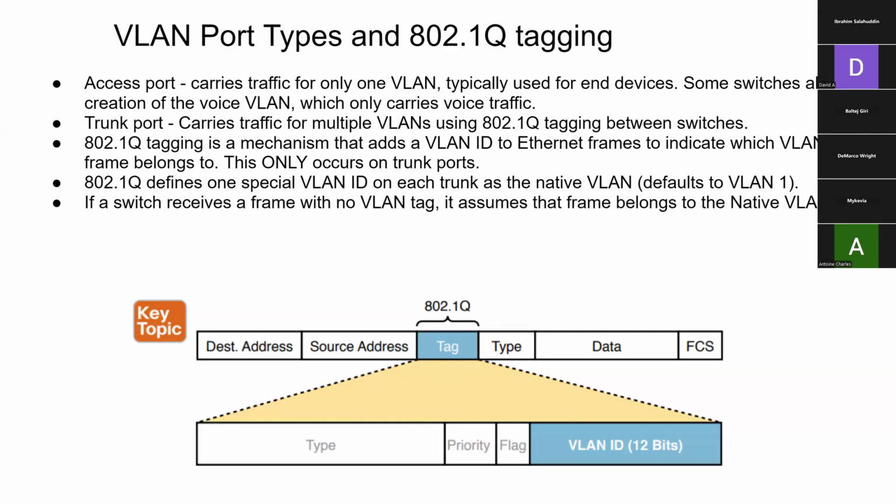This is a key topic. What we're looking at here is just an Ethernet frame. Within that Ethernet frame, we have a destination address, source address, 802.1q tag, a type, data, and frame check sequence field. What I want you guys to take a look at is this 802.1q tag. This is exactly what I was talking about. It includes a VLAN ID, which is 12 bits, and this identifies what VLAN that frame belongs to. So that VLAN ID might be VLAN 20, and it's telling the switch, hey, this belongs to VLAN 20, so send it over there. Any questions on that? Does that make sense?